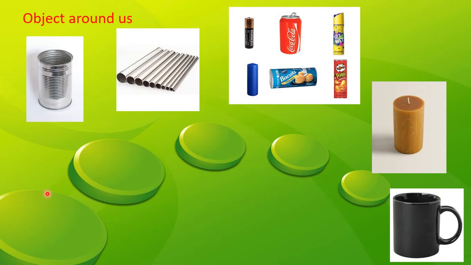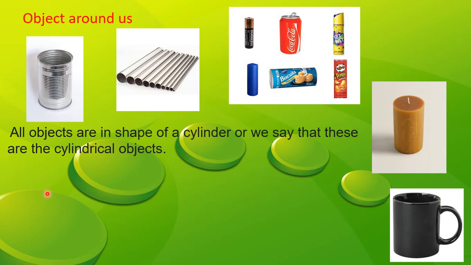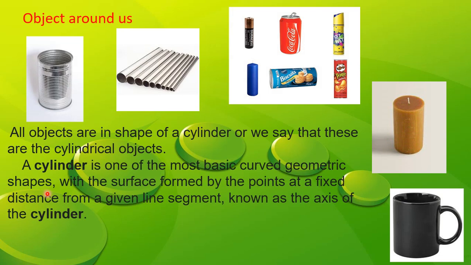Hello students. These objects are all in the shape of a cylinder, or we can say these objects are cylindrical objects. A cylinder is one of the most basic curved geometric shapes, with the surface formed by the points at a fixed distance from a given line segment known as the axis of the cylinder.